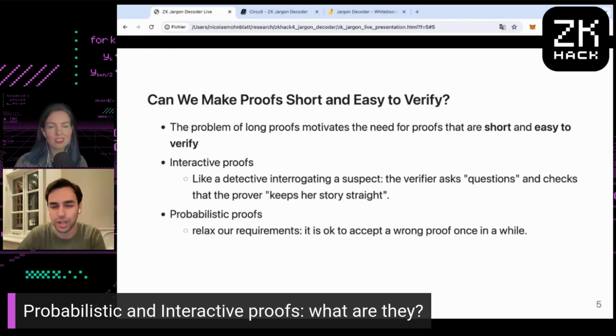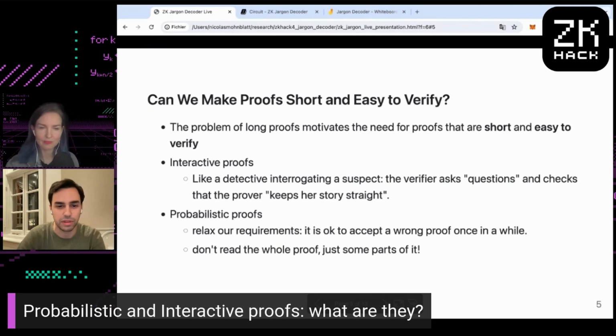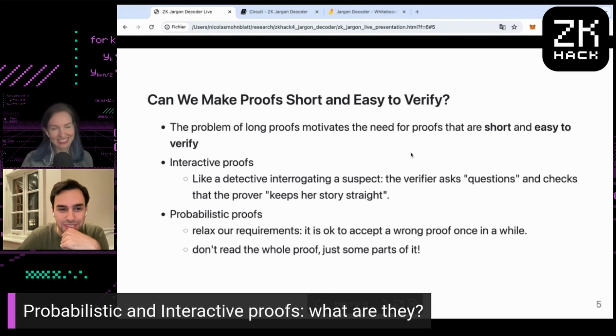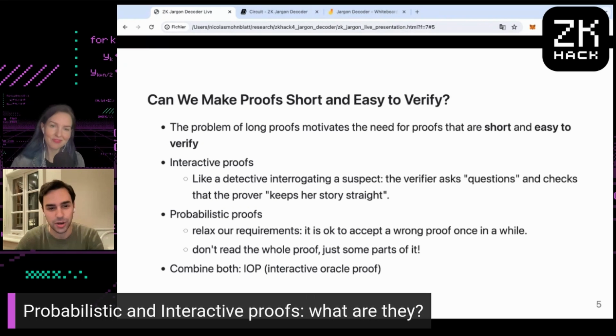In this case, we're relaxing our requirements. I don't care if once in a while I accept a wrong proof, as long as it's just once in a while. And in that paradigm, I can get away with not reading the whole proof. Sort of how we as high schoolers thought of our teachers reading through our exams, not reading the whole thing and saying, "Oh, sure, fine. Close enough." Yeah. So that's probabilistic proofs. And then we can also combine both, and that's what we call IOPs, interactive oracle proofs. That's what we mostly use in ZK today.